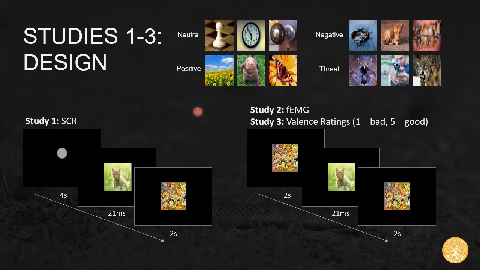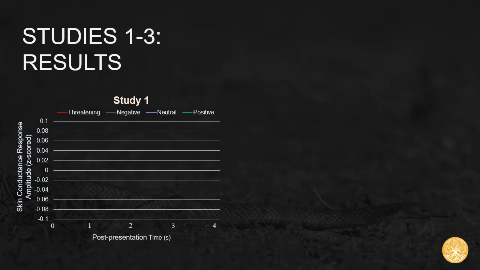The first study, which was skin conductance, each trial began with a centrally located fixation dot, followed by a 21 millisecond target image and then a post mask. And studies 2 and 3, where I measured FEMG, and study 3, where I measured a valence rating, also began here with a pre-mask, the stimulus, and then the post-mask. And for this valence rating one, they just rated what they thought the image was on a 1 to 5 scale.